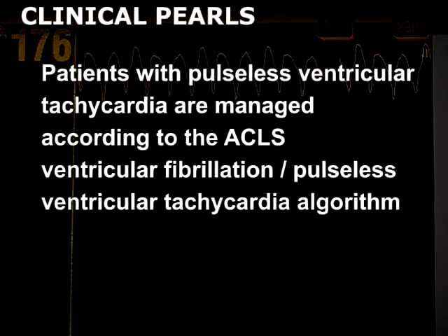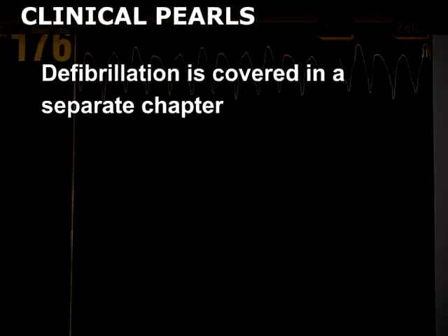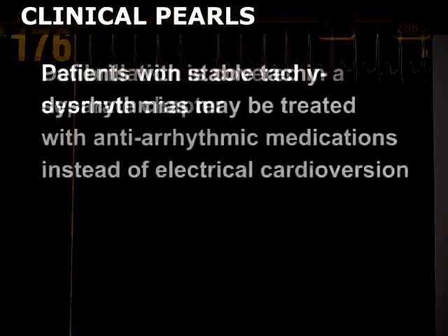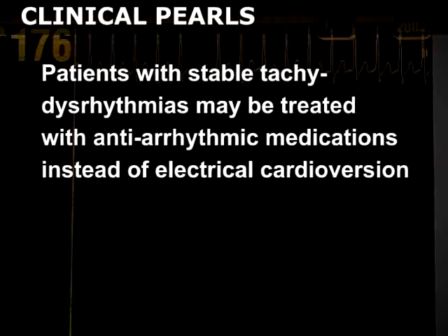Patients with pulseless ventricular tachycardia are managed according to the ACLS ventricular fibrillation pulseless ventricular tachycardia algorithm, and thus should be defibrillated instead of cardioverted. Defibrillation is covered in a separate chapter. In many situations, patients with stable tachydysrhythmias may be treated with antiarrhythmic medications instead of electrical cardioversion. The use of these medications is beyond the scope of this video.